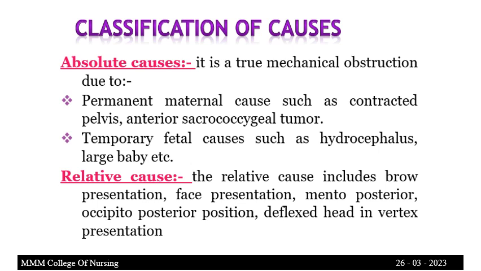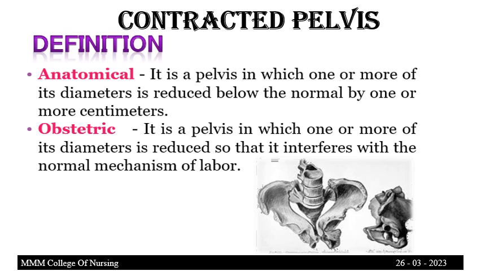But in the relative causes, the presentation and the position can change. It includes presentations like brow, face, mentoposterior, occipitoposterior position, deflexed head, and vertex presentation. Because these may change, we call it the relative cause. That is about cephalopelvic disproportion. Next, we are going to see about the contracted pelvis.